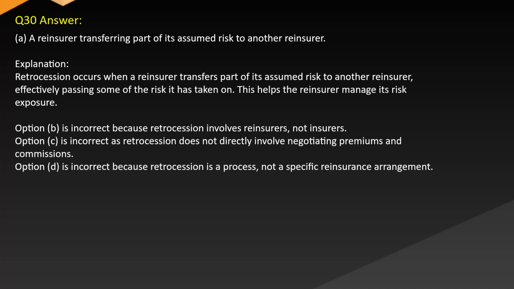Option B is incorrect because retrocession involves reinsurers, not insurers. Option C is incorrect as retrocession does not directly involve negotiating premiums and commissions. Option D is incorrect because retrocession is a process, not a specific reinsurance arrangement.